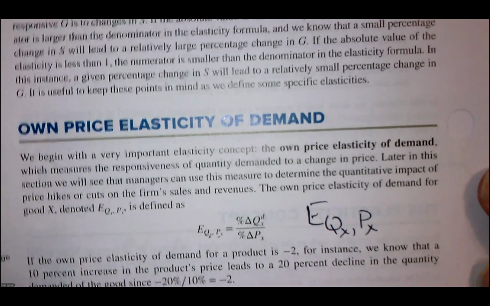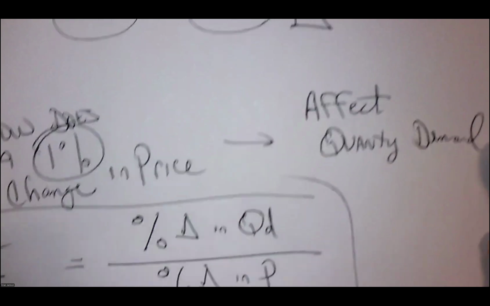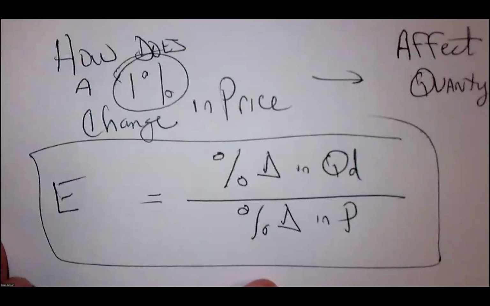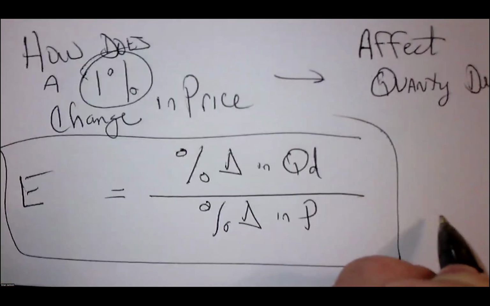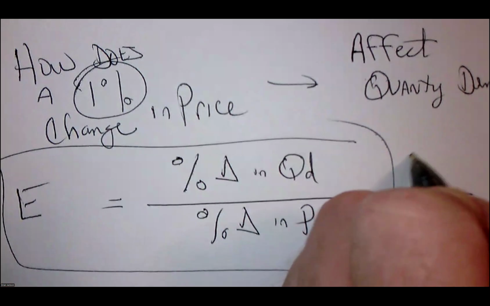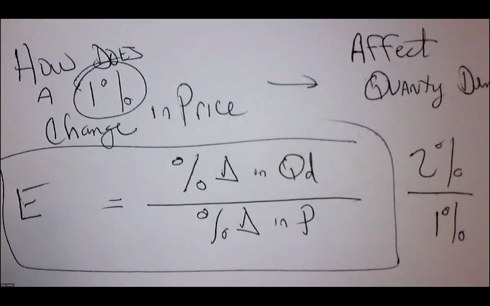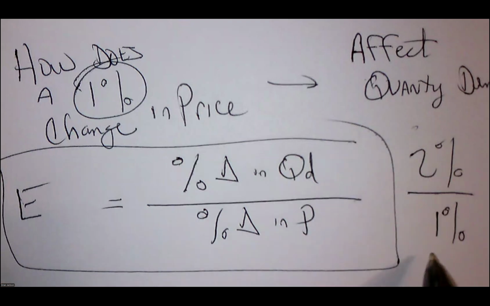But typically speaking, in a principles level course, we might just write it this way. It means the same thing here. It's a very simple idea. We might say that a 1% change in the price of a good affects a 2% change in the quantity demanded. In that case, the elasticity would be 2 over 1.